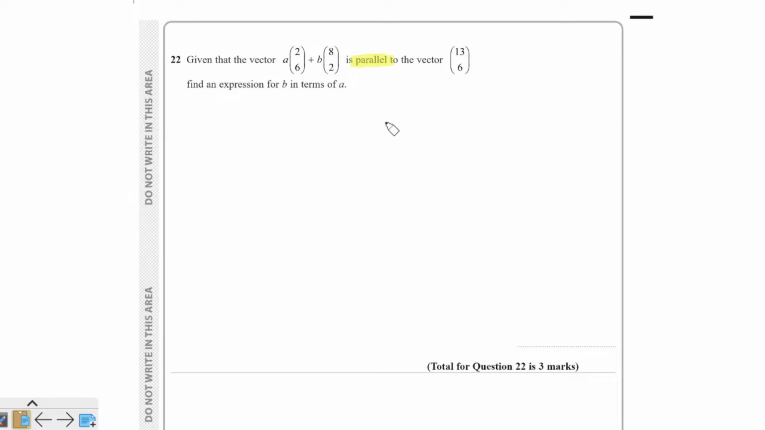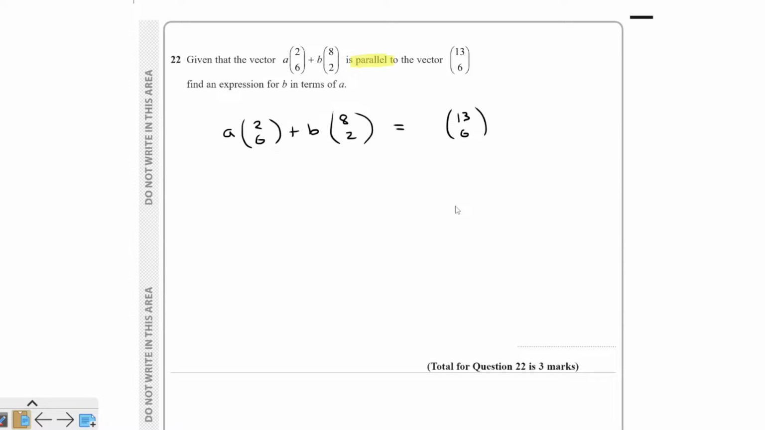So what I mean by that is we need to create an equation in the first place, because it says find an expression for b in terms of a. That's an equation, like a formula. So first of all, I want to relate all of this with this. If I write down the a and the b bit as it is, what does that equal to? Now, it doesn't equal directly to (13, 6), because it says it's parallel. So they are the same in terms of the a and the b coefficients.